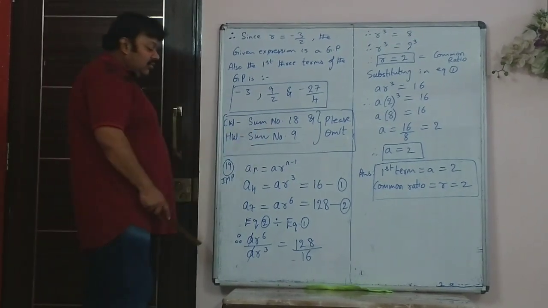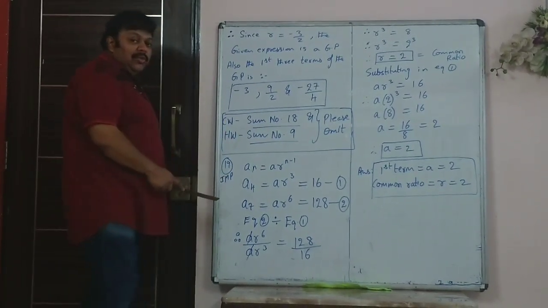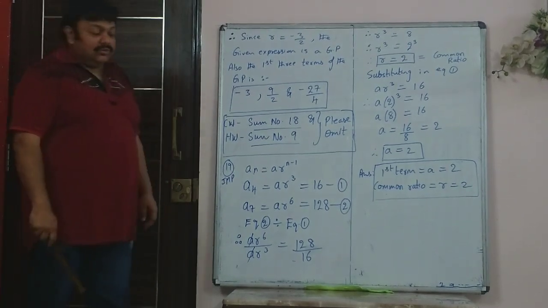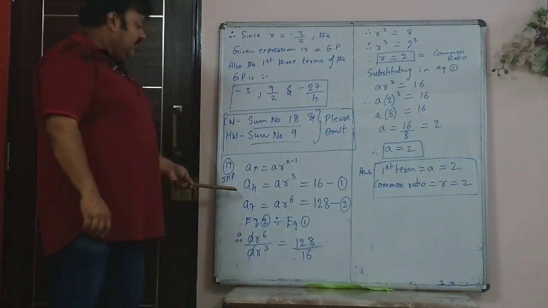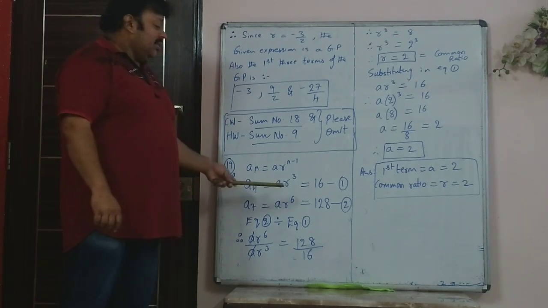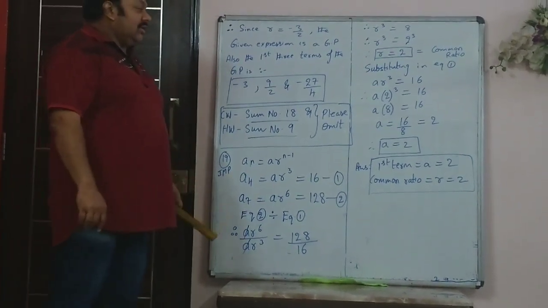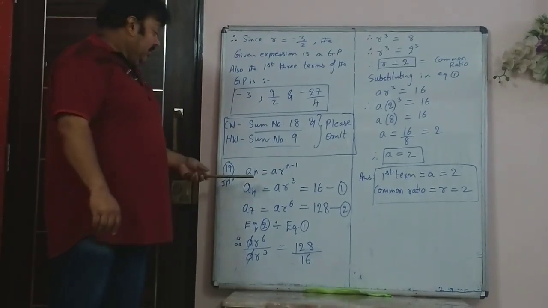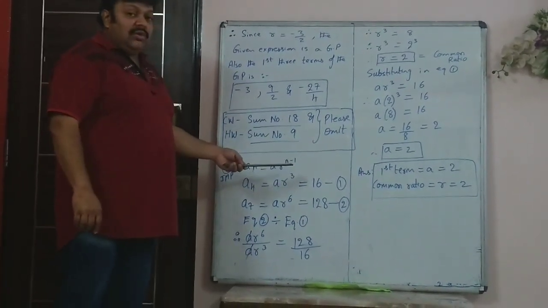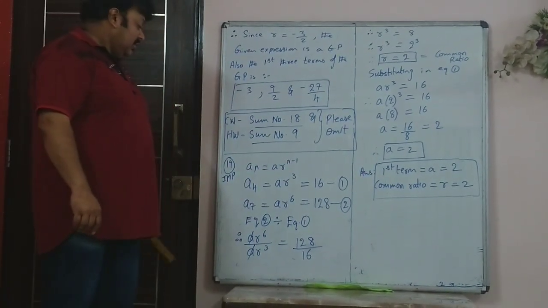These two sums you can omit. The 19th sum is important, it was asked in a board question. You are given the 4th term is 16 and the 7th term is 128, so it's a very simple sum. As you can see, it's not very lengthy. An is a r raised to n minus 1.